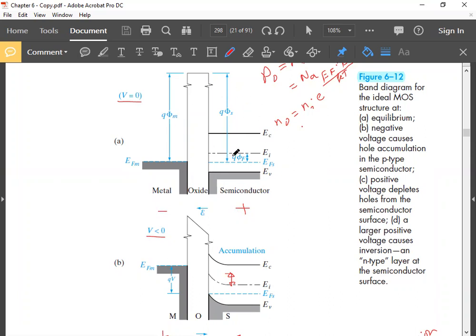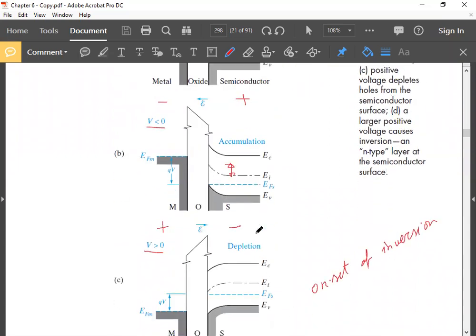In this case it is 0 volt, but actually, because of other effects, as I told you, VFB will be some negative voltage. Those real effects I will discuss later. If you keep increasing V even more, then V becomes positive. Now the bands will be like this. The bands will go even higher.